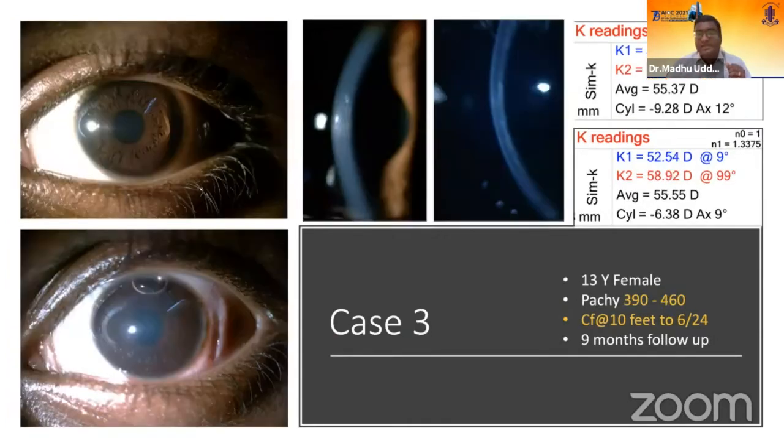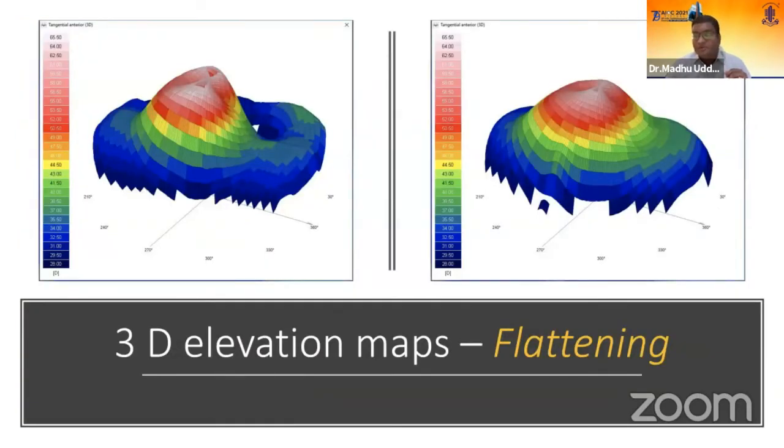This is the third case. This is done by my colleague, Dr. Sivaram Krishna. He followed the Melles technique. That's the reason you see the bubble in the AC. And in that technique also, the results were good. And this is the Scheimpflug imaging from Sirius, where you can see the flattening of the apex of the cone.